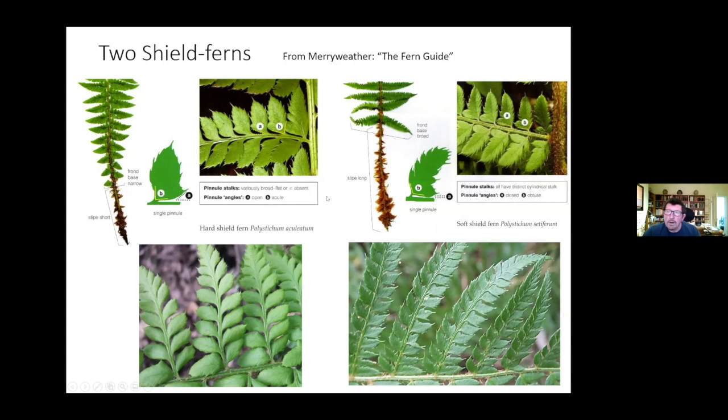If you are unsure, these are some secondary characters you can look at. The primary character is this angle between the two leading edges of this pinnule. Okay.